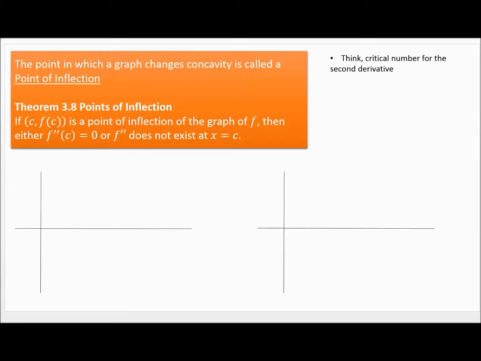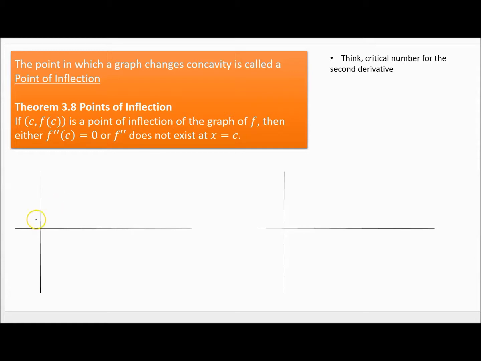Alright, so here's the definition of what I was just talking about. The point in which a graph changes concavity is called a point of inflection, or we like to say inflection points. So Theorem 3.8, points of inflection. If you have a point (c, f(c)), just an xy value, that is a point of inflection of the graph of f, then either f double prime of c, what does that mean? It's the second derivative at that point is equal to 0, which is the ones we had a minute ago, or the second derivative does not exist at x equals c, and then over here, think critical number for the second derivative. That's what you should be thinking about.